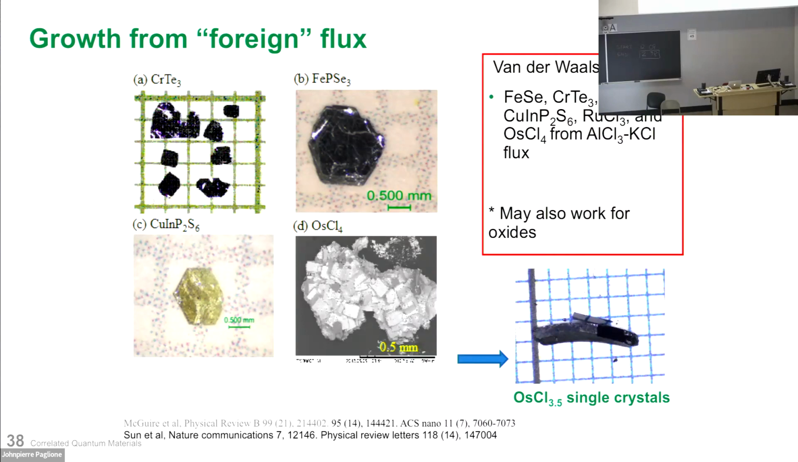Here are some other crystals that were grown by the same technique, using, in this case, aluminum chloride, potassium chloride flux, things like iron selenium, which is an interesting high temperature superconductor, particularly under pressure. Lithium trichloride was grown, osmium tetrachloride. These are just pictures of the crystals. So it's an interesting technique.